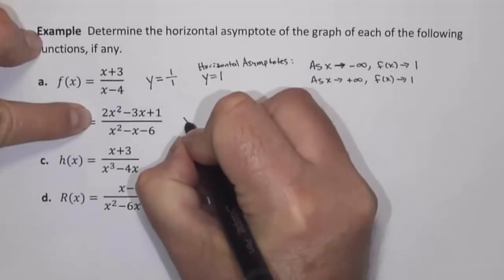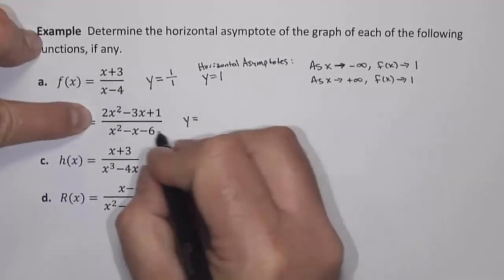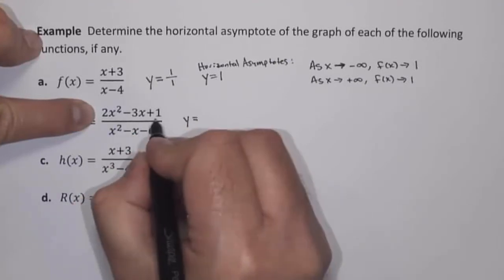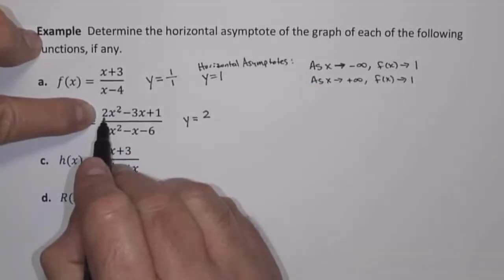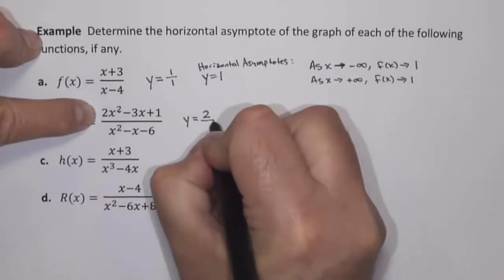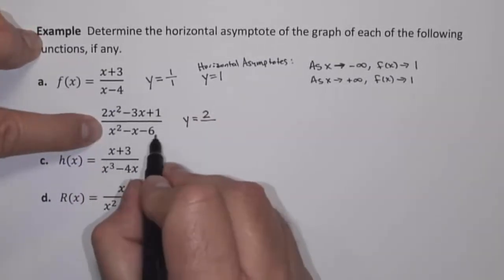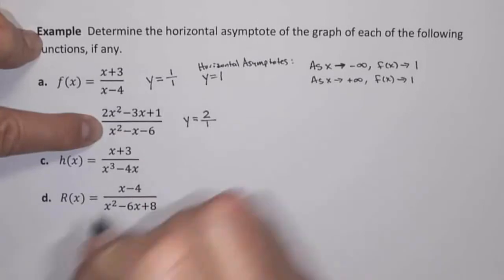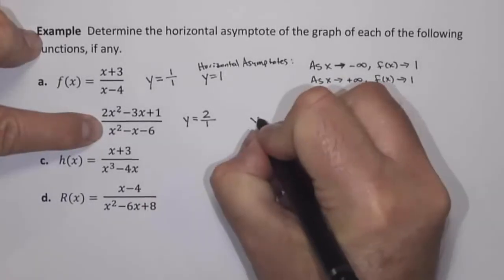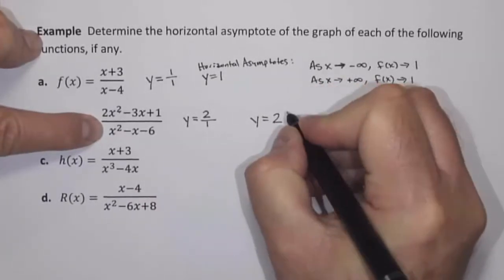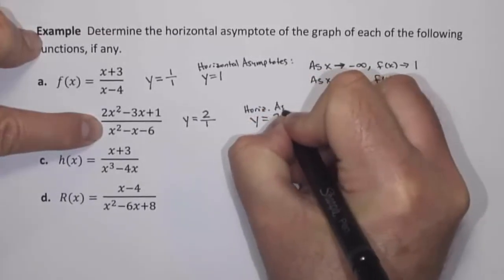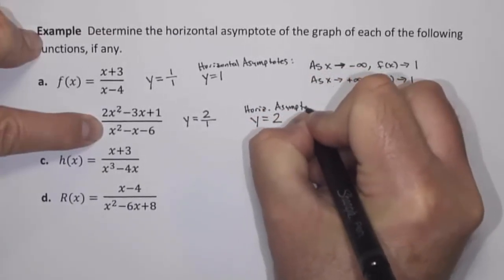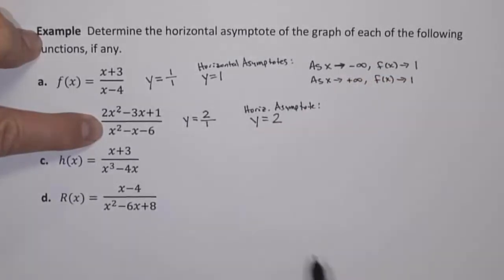So our horizontal asymptote is going to be y equals the leading coefficient of the numerator, which is 2, over the leading coefficient of the denominator, which is understood to be 1. So that is going to be y equals 2. So our horizontal asymptote is the line y equals 2.